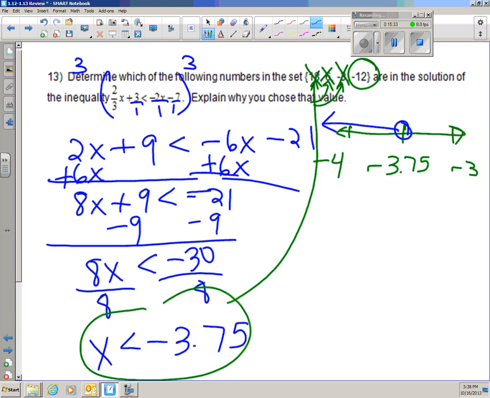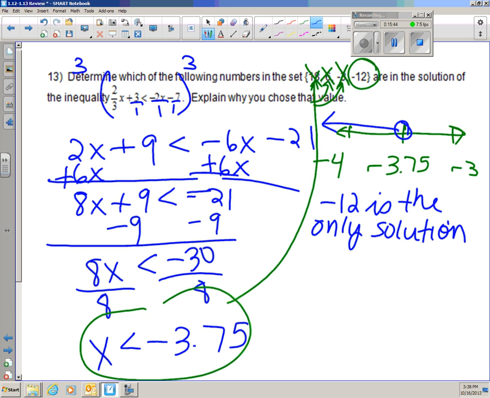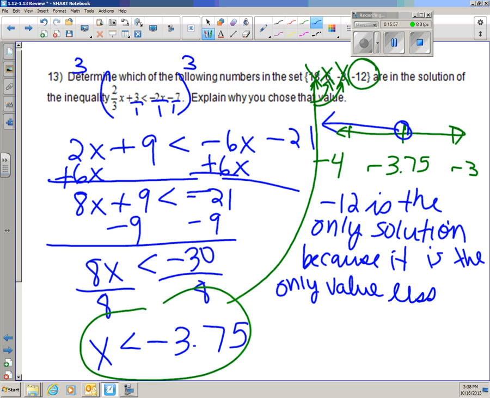So how would you explain why we chose that value? Negative 12 is the only solution because it is the only value less than negative 3 3/4. Okay, so why did you choose it? Because it's the only number to the left of negative 3.75.